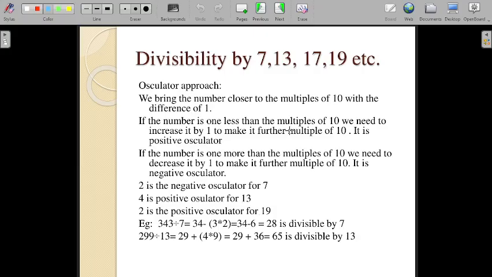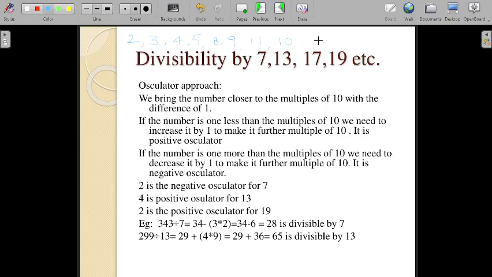Next topic is divisibility by 7, 13, 17, 19, etc. So what have we covered? We have covered 2, we have covered 3, we have covered 4, we have covered 5, we have not covered 6. 7 no, 8 we have covered, 9 we have covered. We have covered 11. We did not cover 10.